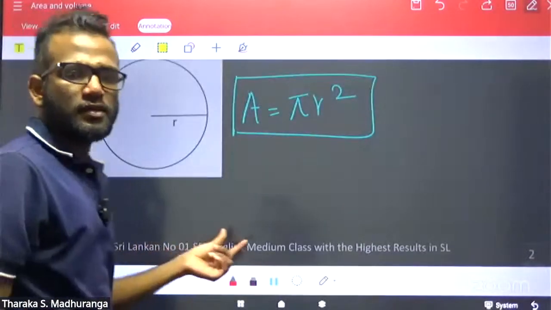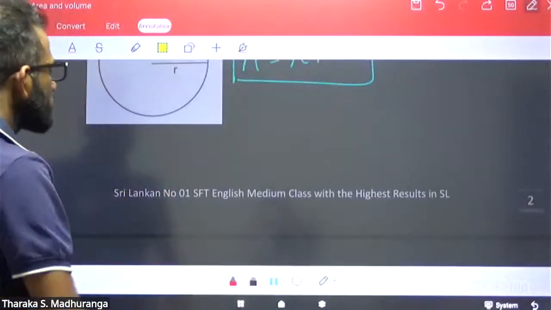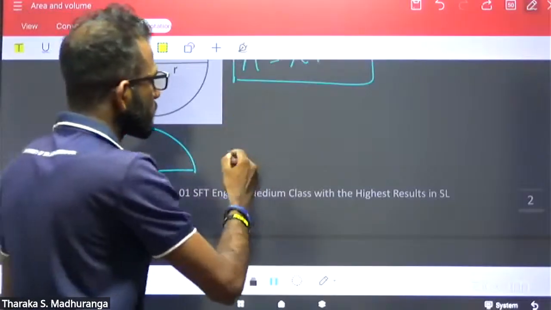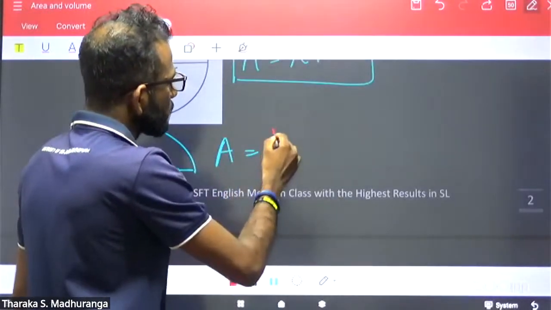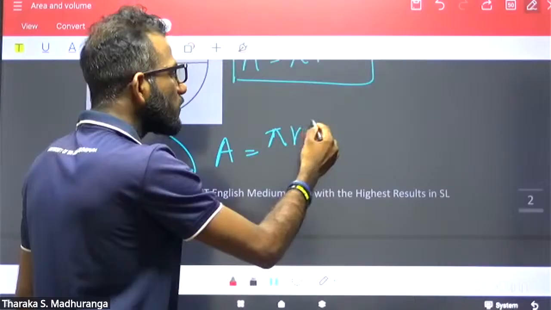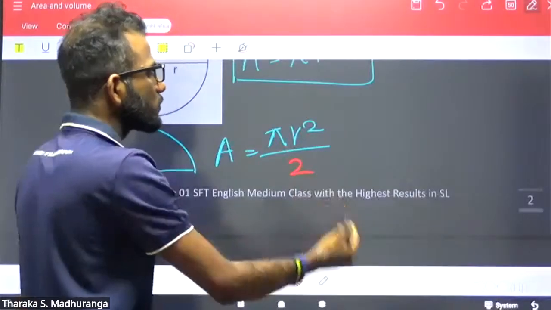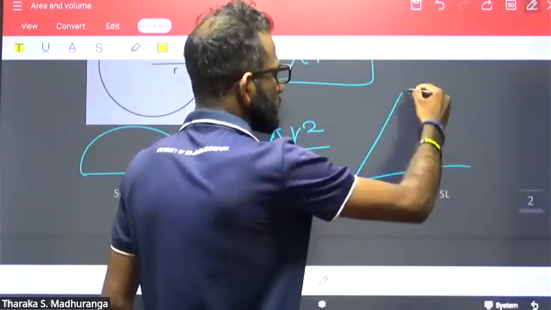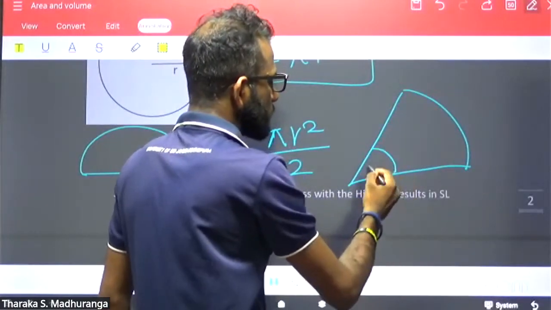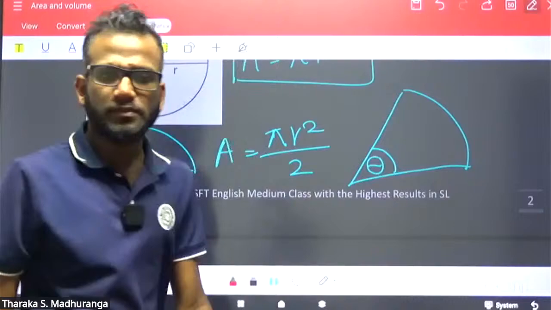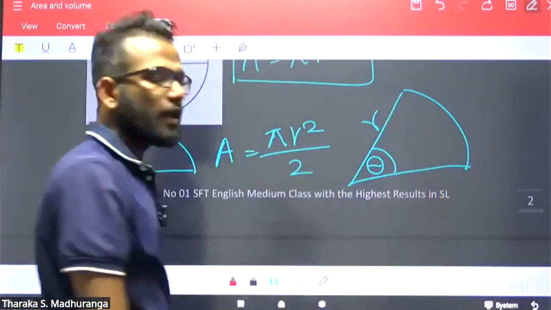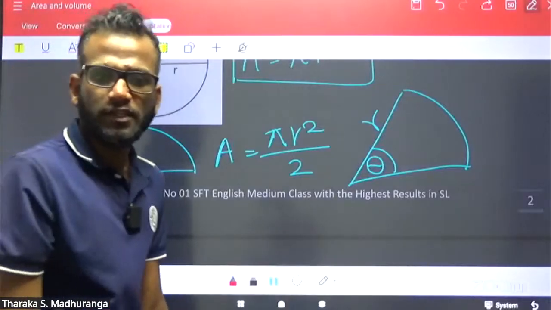Finally, the semicircle. A semicircle is a half circle, and the area equals pi r squared over 2, that is half pi r squared. Okay, this part is the sector. How do we get its area, with r the radius and theta the angle? For the sector, what is the equation?